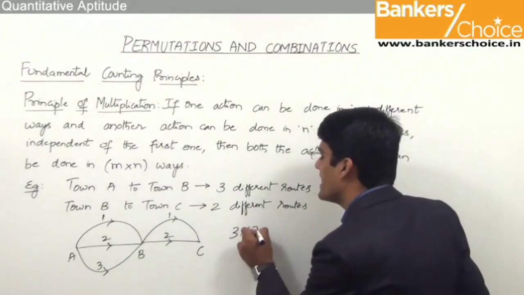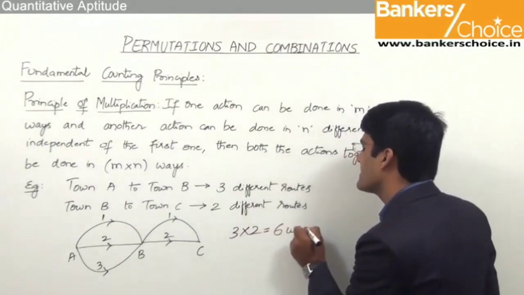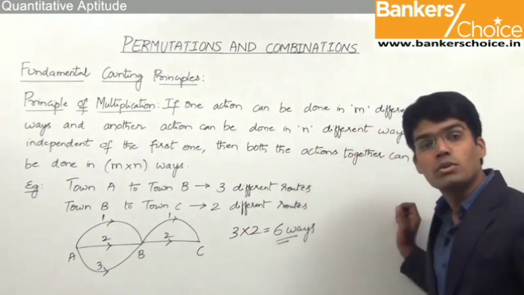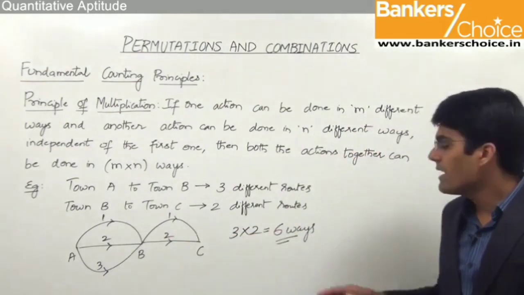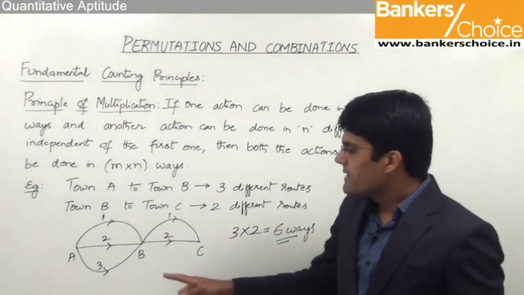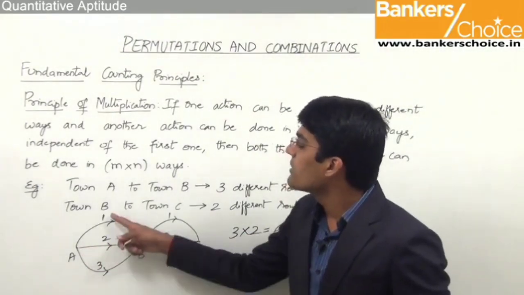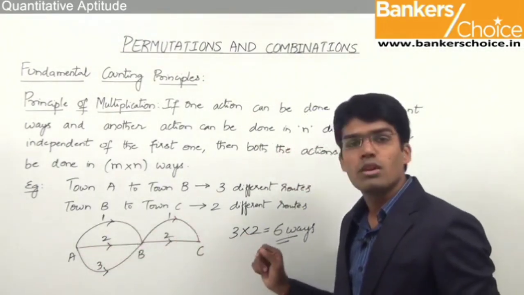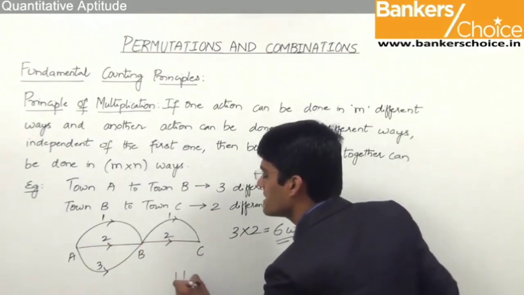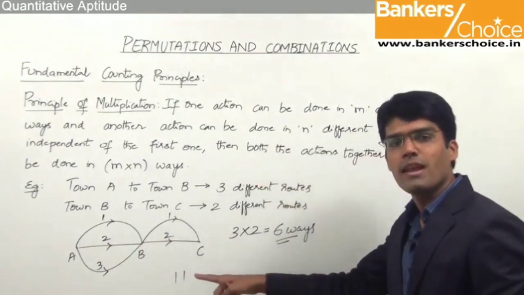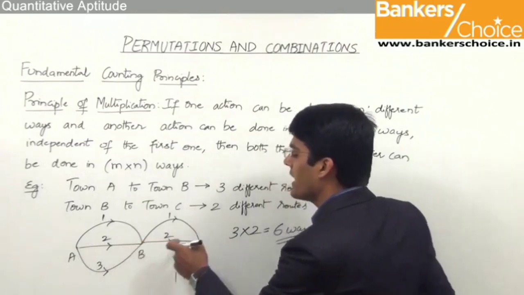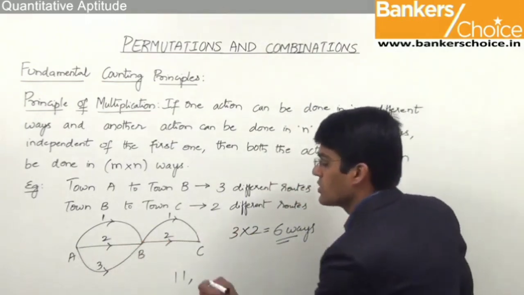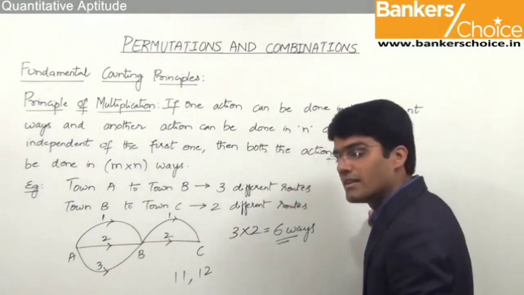So we can say that a person can travel in 6 different ways from town A to town C through town B, or via town B. Let us understand what the 6 different ways are. For example, town A to town B, route number 1, and town B to town C, route number 1. So the first possibility here is 1, 1: route 1 from A to B and route 1 from B to C. Likewise, town A to town B, route 1, and town B to town C, route 2. So 1, 2 is the second possibility.